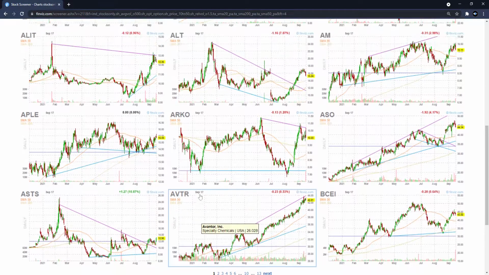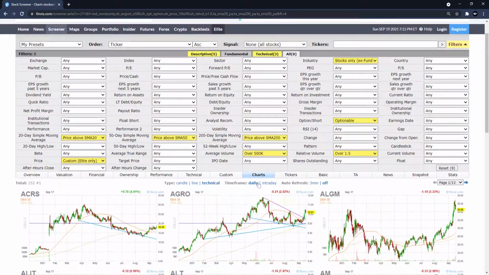I'm not a financial advisor or anything like that, so this is not financial advice. You can take a screenshot of all of this, and that's about it for today.